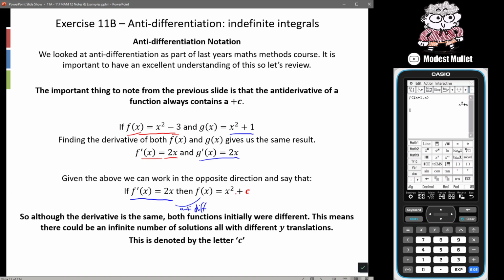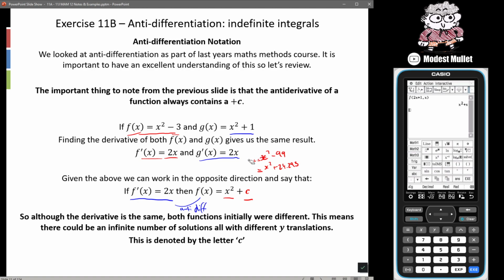But it turns out there's actually an infinite amount of functions that start with x squared and then can have any constant on the end. We could have x squared minus 99. Differentiate that, you get 2x. You could have x squared plus 24.293. You could differentiate that and you still get 2x.